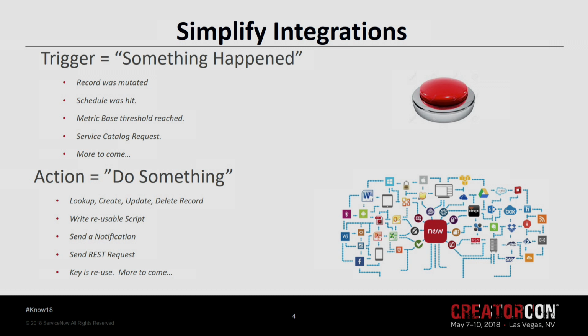So that means, what happened? What do I want to do? Traditionally in ServiceNow, what happened? What do I want to do? Write script. We want to say, what do I want to do? Wrap it in an action, share it with the rest of your company. So you can look up, you can update records, you can do basically CRUD operations on things. You can write a reusable script. You can send a notification. You can send a REST message to an outbound system.